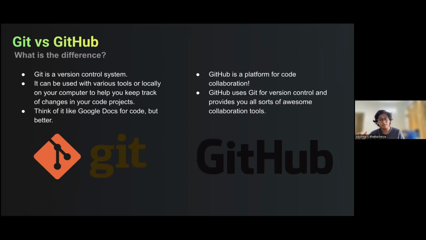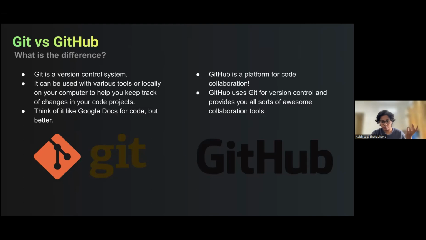On the other hand, GitHub is a platform for code collaboration. So GitHub actually uses Git for version control and provides you with all sorts of awesome collaboration tools. So Git is a version control system, and consider GitHub as the graphical user interface that you can use to handle all things Git and share things across with other people.